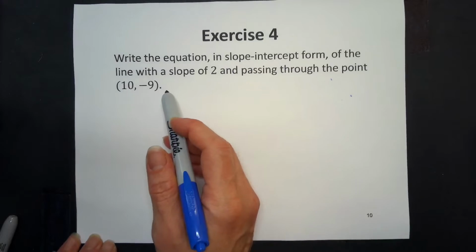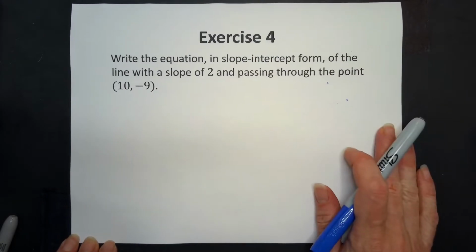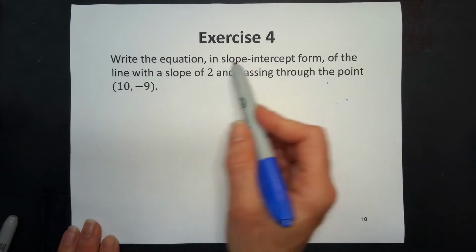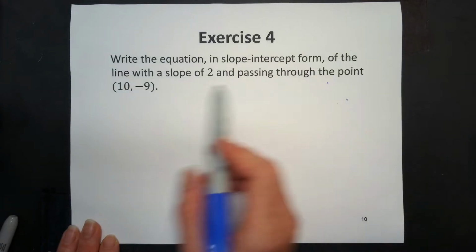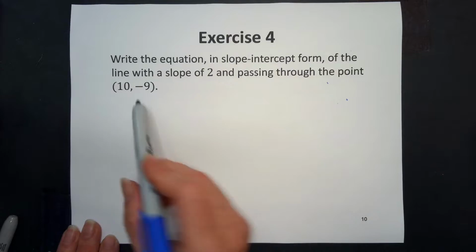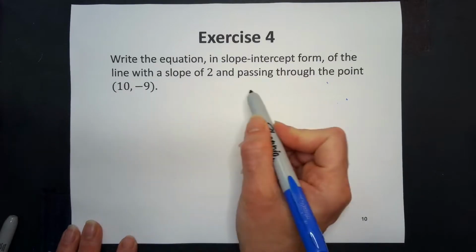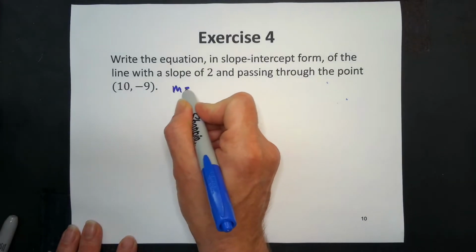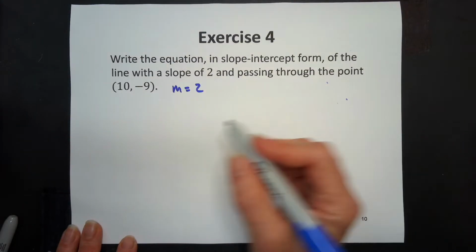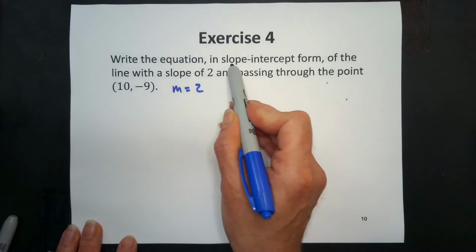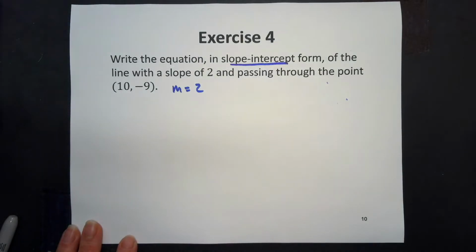It says write the equation. My page is crooked. Write the equation in slope-intercept form of the line with a slope of 2 and passing through the point (10, -9). So if it has a slope of 2, m is equal to 2. It doesn't give us the y-intercept, so we can't just do slope-intercept form. And it says it wants it in slope-intercept form. Always remember what form they want it in, because they could ask for standard form. They could say leave it in point slope form, things of that nature.